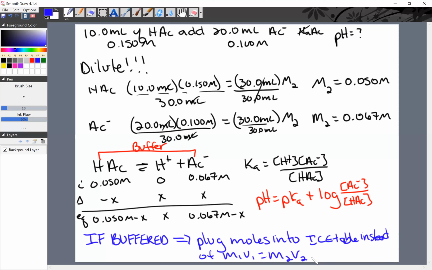Because what do we know about buffers? The volumes will always be the same. So really, I'm only interested in the mole fraction. Okay, I don't really care about the overall molarity because their volumes are the same. So you may plug in moles instead of concentration. Well, let's make sure we're going to get the exact same answer.